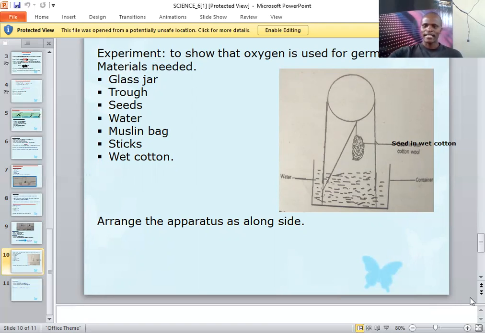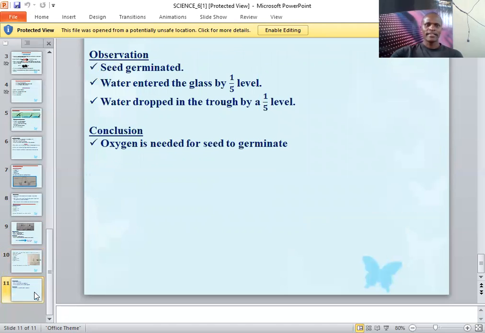Now, when that arrangement is done, what do we expect? We leave it there for between 3 to 5 days, and then later after those days, we're supposed to come and make observation. What was our observation when this experiment was arranged? This is what we observed. One, the seeds that were inside the wet cotton germinated. Number two, water entered the glass by 1/5 level. Then finally, water dropped in the trough by 1/5 level.